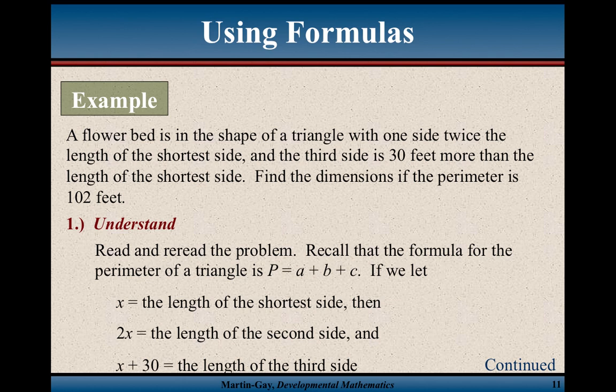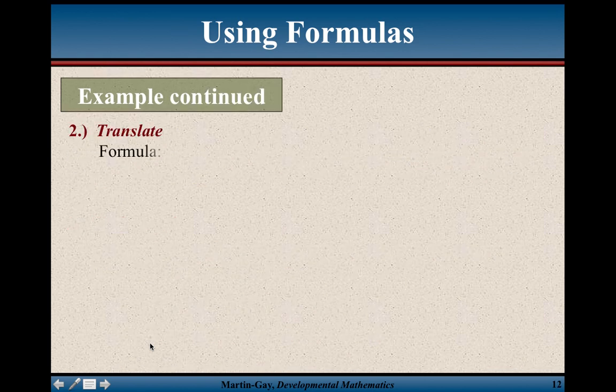Then x plus 30 is the length of the third side, kasi sabi doon, the third side is 30 feet more than, ibig sabihin plus the length of the shortest. So parang ina-add natin yung shortest. Dito naman, minultiply natin kasi twice, sabi niya. So, ita-translate lang natin sila into this one. So, ganyan lang siya makikita. Yung x plus 2x plus x plus 30. Ito yung equation natin kanina.